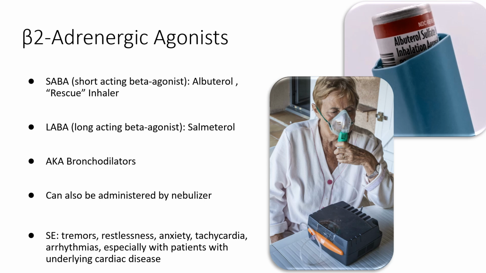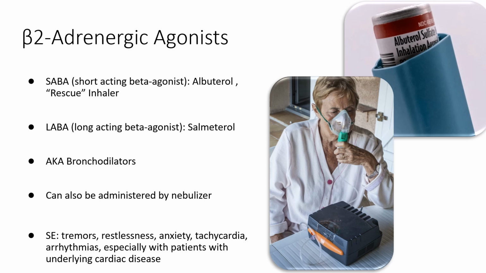So those SABAs and LABAs, they're considered beta-2 adrenergic agonists, right? Again, a SABA stands for short-acting beta agonist. This is your albuterol. A lot of times, again, you'll hear this title as a rescue inhaler. It's coming to the rescue of the symptoms that the patient is currently having. They can also have a LABA, right? Those are those long-acting beta agonists. We consider that to be salmeterol.